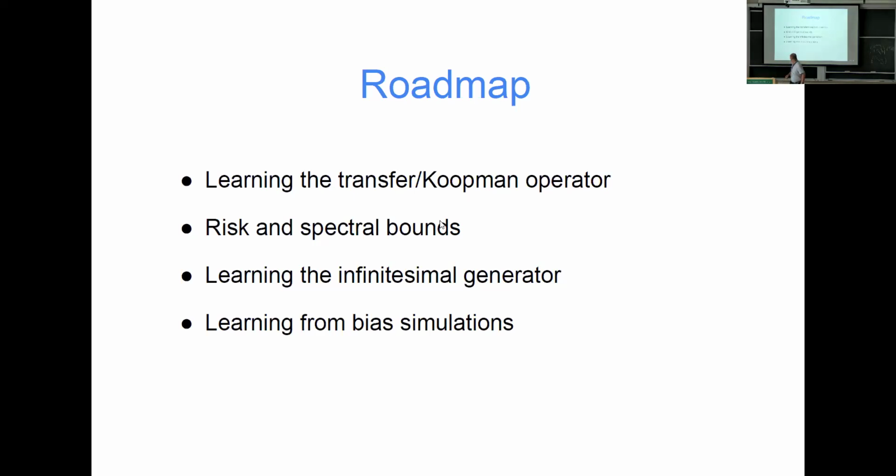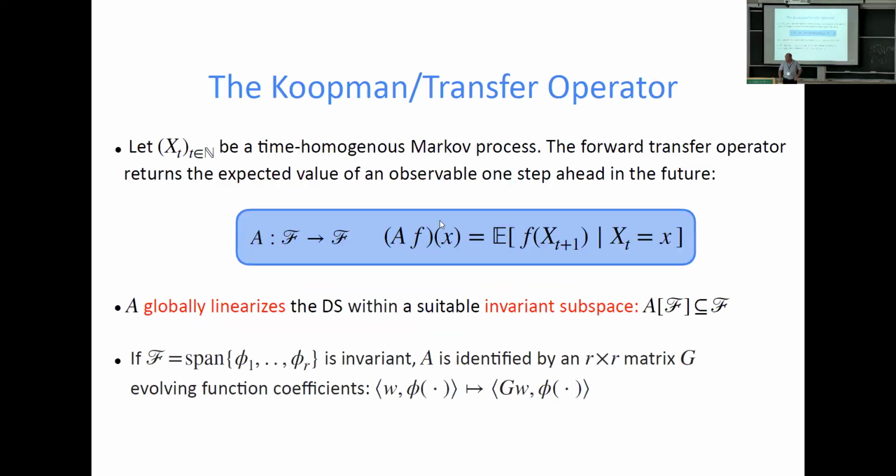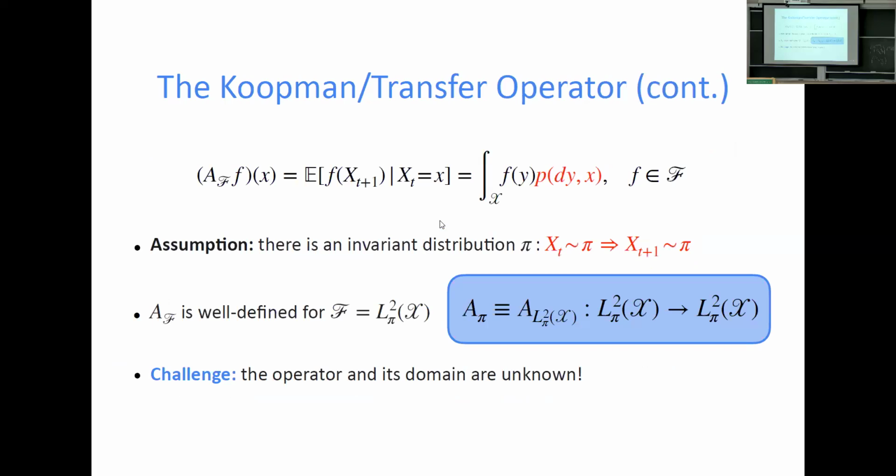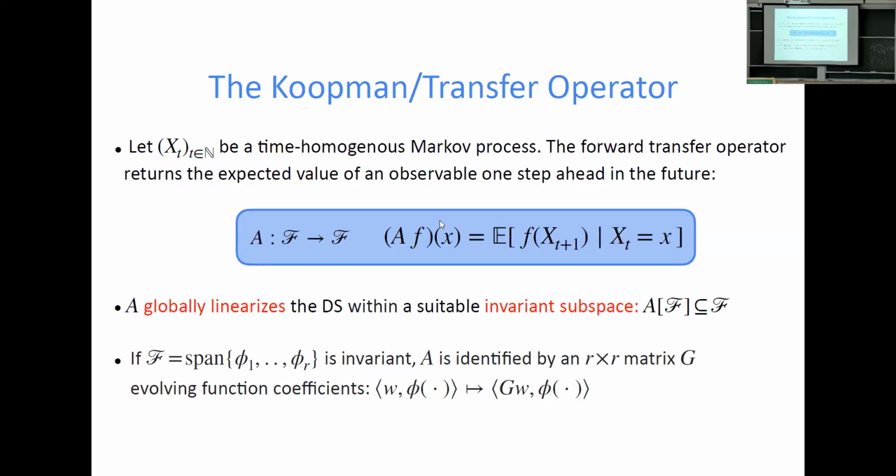Okay. So here is some of the notation. X_t is our time homogeneous Markov process, and the forward transfer operator is defined as the conditional expectation of the value of a function, an observable, tomorrow, given the value of the state today. So it's a conditional expectation. And as you see, it is defined on some space F, a mysterious space F here, which we need to choose so that the operator is well defined.